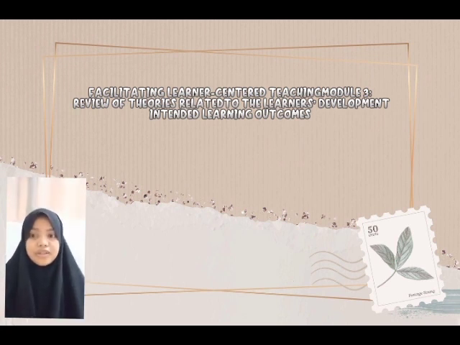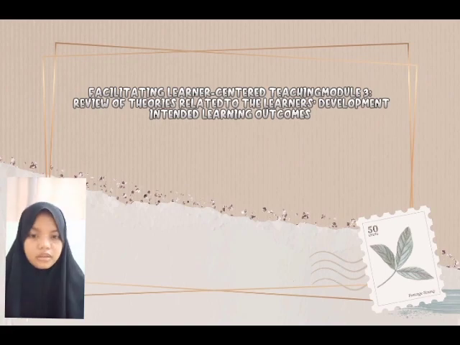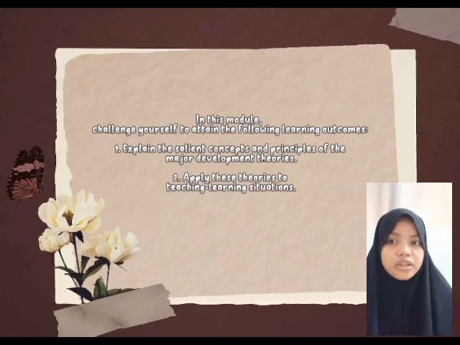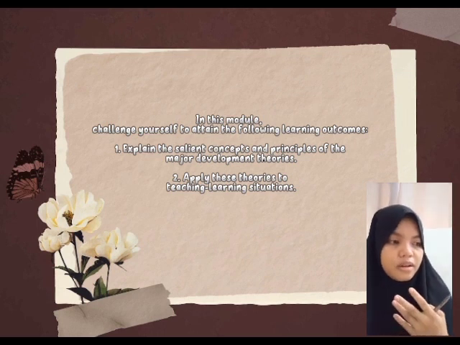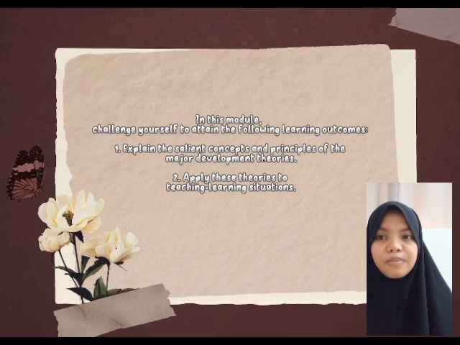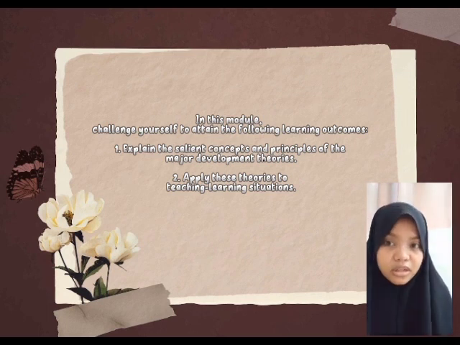So today we will discuss facilitating learner-centered teaching, Module 3, related to the learner's development and intended learning outcomes. In this module, challenge yourself to attain the following learning outcomes. Number 1, explain the salient concepts and principles of major development theories. Salient means the main or major points or concepts of the development theories. Number 2, apply these theories to teaching-learning situations. Let's apply the theories to our teaching and our learning situations.